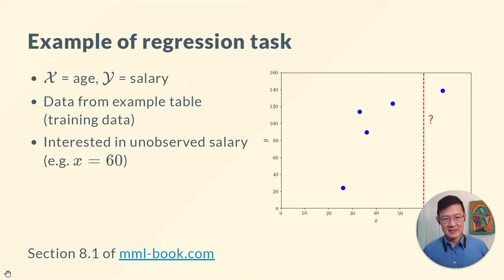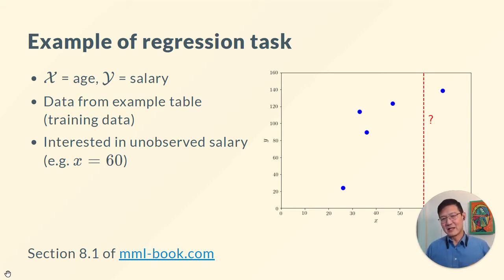Given this data, we call it training data, we're often interested in the salary at an unobserved age, for example, at 60. To do so, we fit a line on this curve, and using that line, we can predict the unobserved salary.